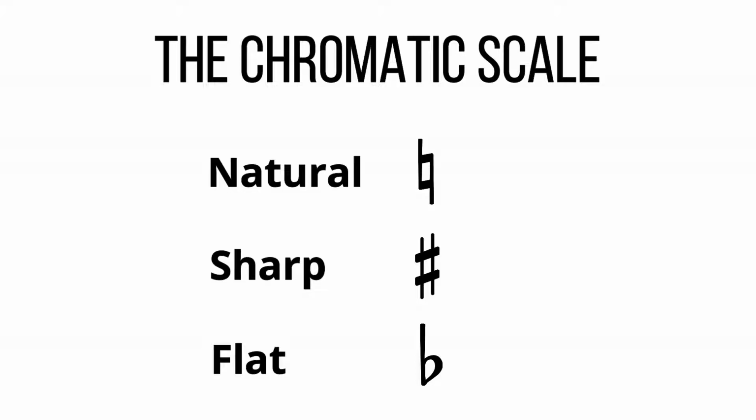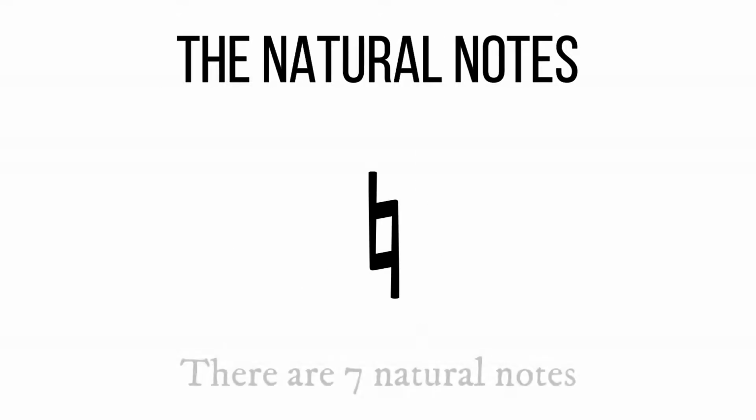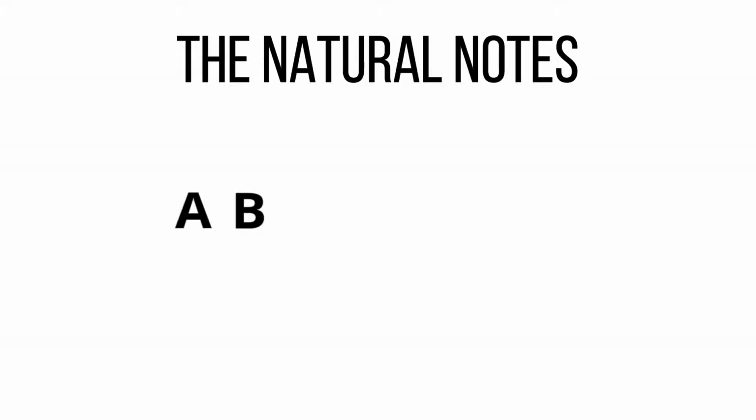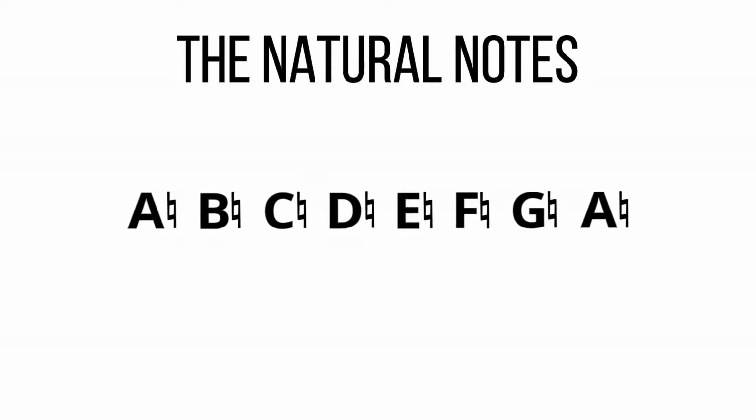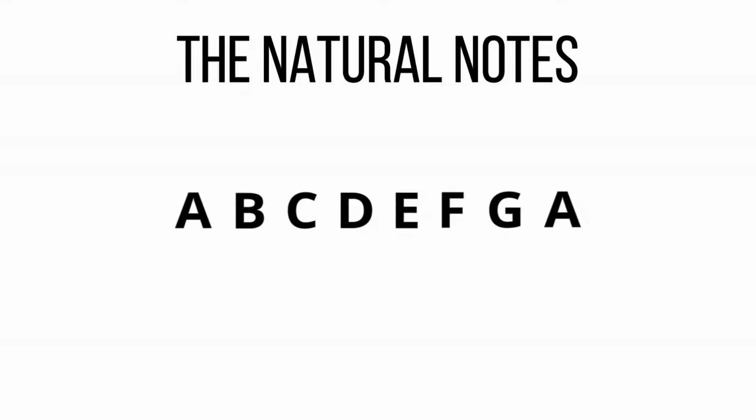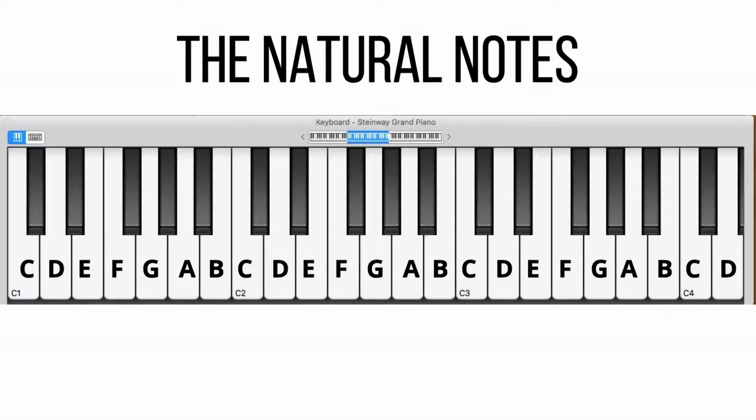Of the 12 notes of the chromatic scale, there are 7 that we call natural notes. We'll look at those first. The natural notes of the chromatic scale are A, B, C, D, E, F, and G. After the note G, you would arrive back at A again. We could write them as A natural, B natural, C natural, etc. But if we just write the letter name without the natural sign, the natural is implied. If you look at a piano keyboard, all the white keys are the natural notes.